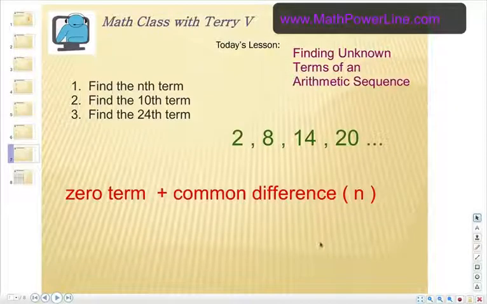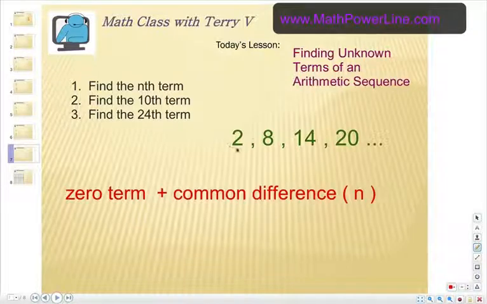So in this example, I want you to find the nth term, the 10th term, and the 24th term of the sequence you can see in green there. We've got 2, 8, 14, 20, and so on forever. Now in red, this is a review of the previous video. We talked about trying to find the 0 term, and the 0 term is the term before the 2. So let's maybe start with that.